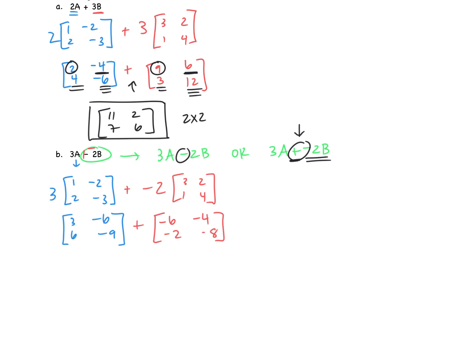And lastly, we're going to add the corresponding elements. So 3 add negative 6 is negative 3. Negative 6 add negative 4 is negative 10. And then we get a 4 and a negative 17. So that is our answer.